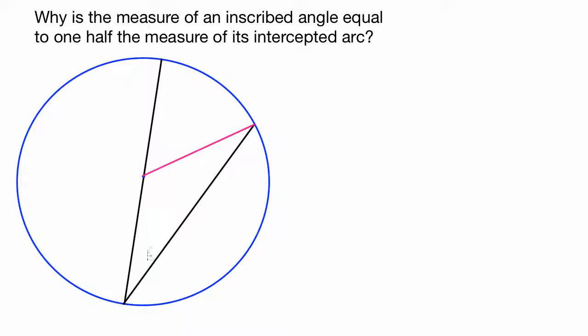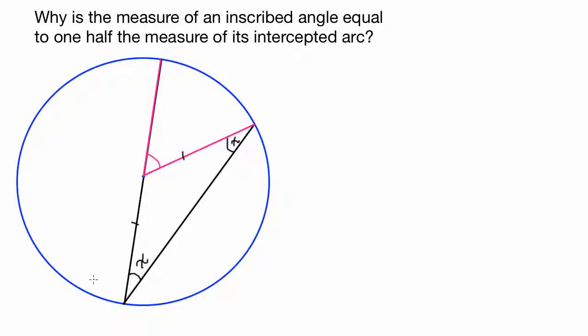Remember, the black angle here is the inscribed angle, and the central angle, which I'm going to draw over here, is pink. We want to compare this angle to this angle. You can see the triangle here, because two sides of the triangle are radii. Because of that, we know it's an isosceles triangle, so this angle and the inscribed angle have the same measure. Let's call that x, and we'll call this x.